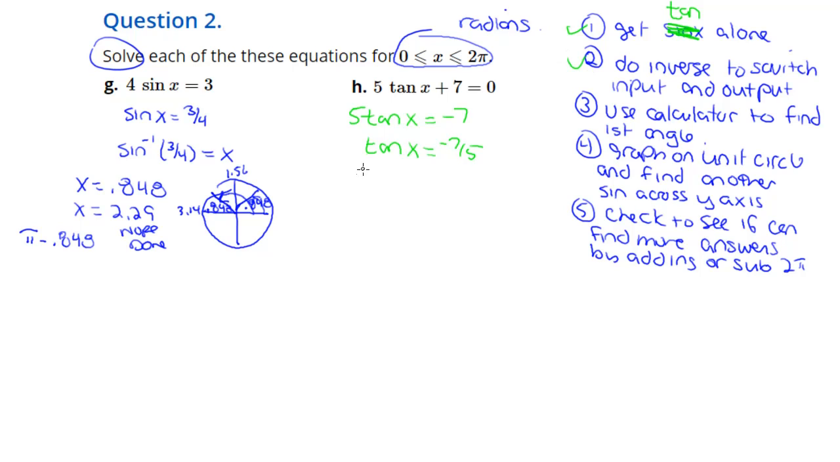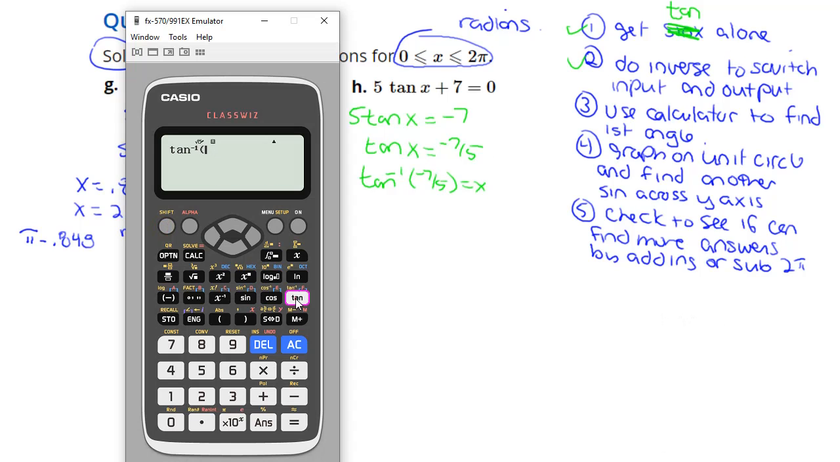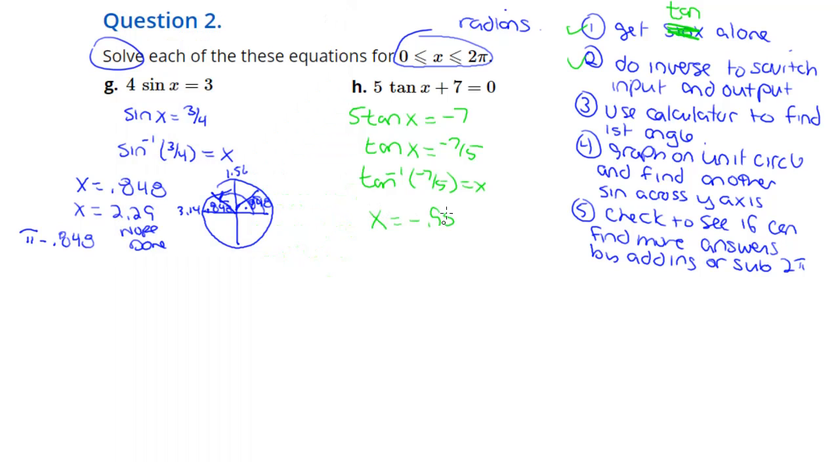And then we're going to do the inverse again, and we're going to switch places. So I get the inverse of tan of negative 7 over 5 is equal to x. We are going to use the calculator again to find our initial angle. Again, we're making sure we're in radians. We get negative 0.9505.